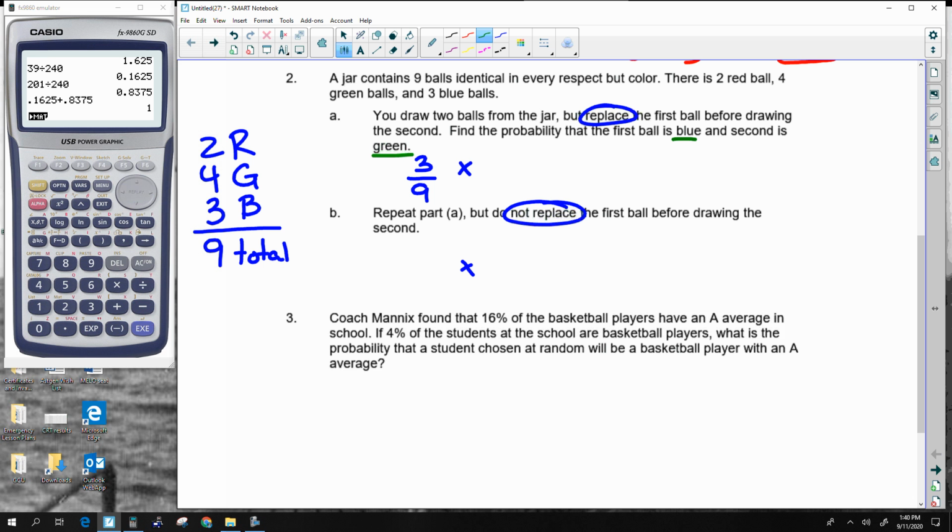So again, what that would be is that would temporarily bump that down to 2 and 8. But then I put it back. Then I put that back, making it 3 and 9 again. And so now on the green, that would be 4 out of 9.